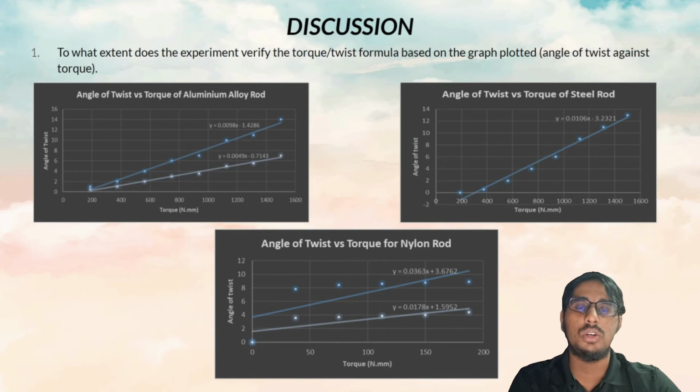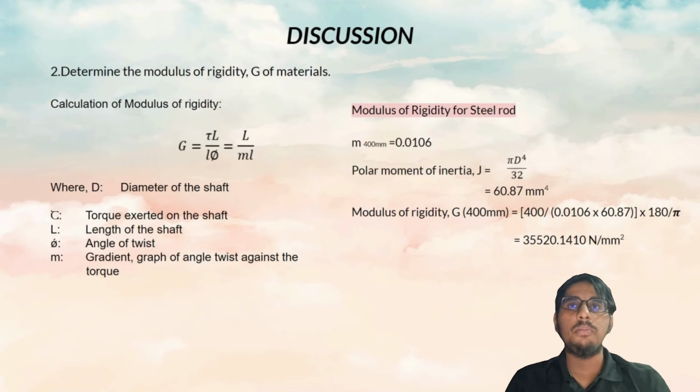Besides that, it showed that the gradient of the graph for nylon was larger compared to steel and aluminium alloy due to the lowest rigidity of nylon. Thus, nylon can be twisted more when the same load is hanging on it. From this experiment, the value for the modulus of rigidity was calculated for the 3 rods.